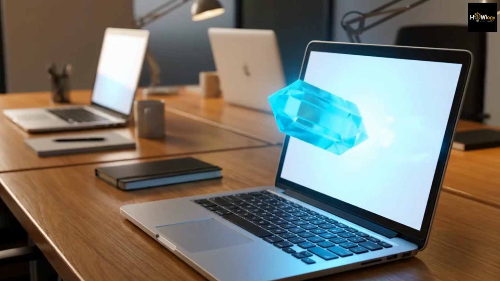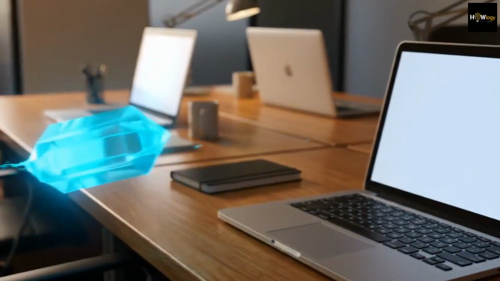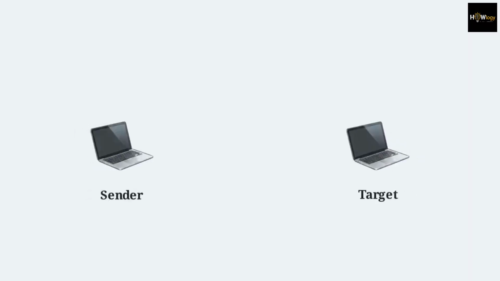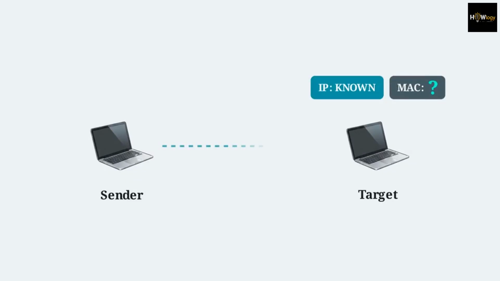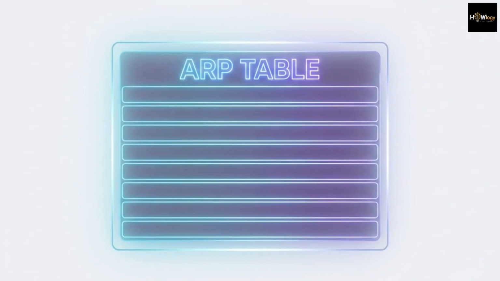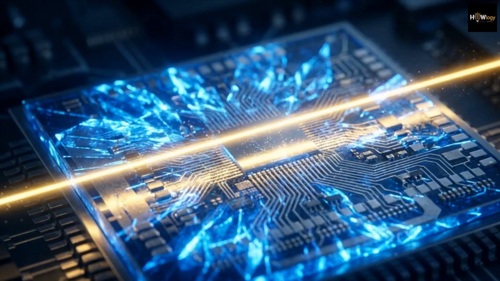Imagine you are back at the office, sending a file to a coworker sitting a few desks over on the exact same local network. Your computer knows their IP address, but not their MAC address. It first checks its internal directory, called an ARP table, to see if it already has your coworker's physical address on file. In this case, the table is empty. To find that missing piece of information, your computer uses the Address Resolution Protocol, or ARP.